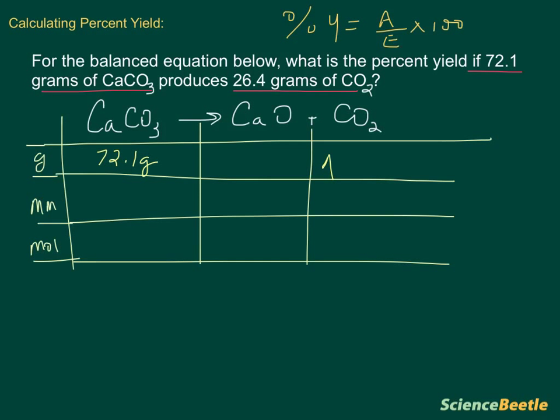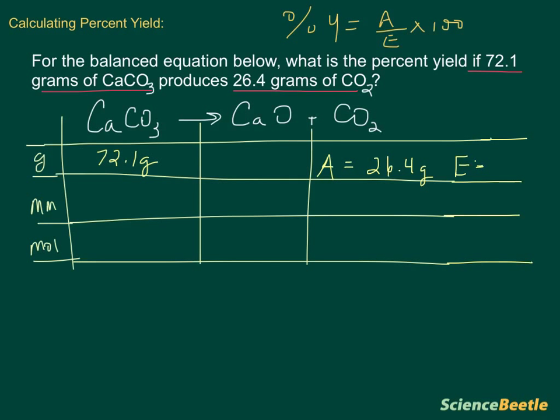That is actually going to wind up being the actual amount, so we're going to put that as an actual amount equals 26.4 grams. Now keep in mind that this is not the value we're looking for when it comes to the expected, because that's what we're trying to find. The amount they give us here is what they actually got when they ran the reaction. They got 26.4 grams when they started with 72.1 grams of CaCO3. So what we need to find is the expected value.